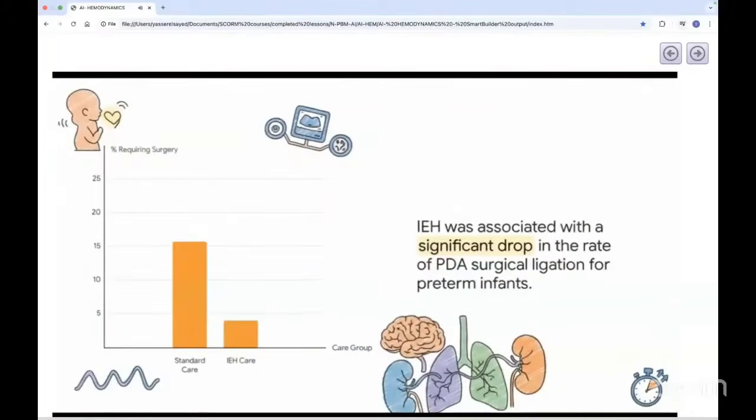The study also looked at a PDA, which sometimes needs surgery to fix. In the standard care group, almost 16% of the infants ended up needing that surgery. But in the IEH group, that number dropped all the way down to just 4%. It's pretty clear this approach helps doctors avoid these big, invasive procedures.